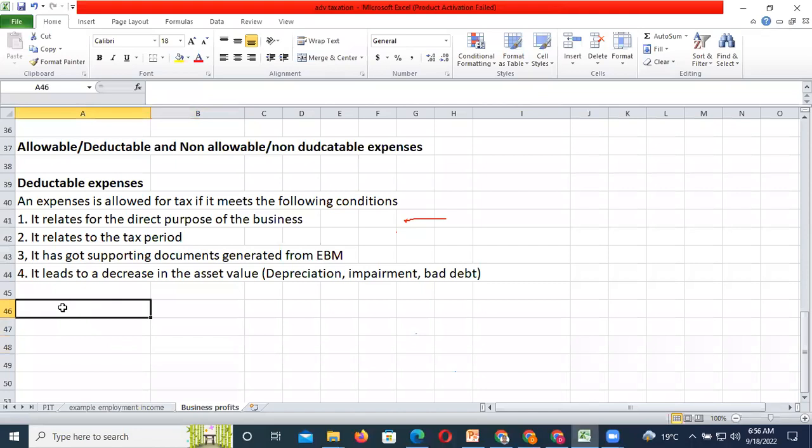So let's look at non-allowable expenses, and that's going to be our end today. Please, any question on business profit, you fail it here or you pass it here. You fail it by failing to identify the allowable and non-allowable, or you pass it by clearly identifying what is allowed and what is not allowed. So you need to master this part very well.